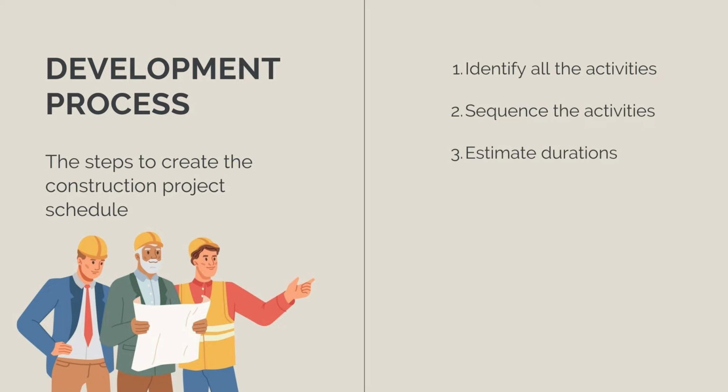Fourth, we're going to combine all this information together into a schedule model. So this is something like a Gantt chart. The fifth is we need to optimize and analyze the schedule. We need to make sure that it meets the project needs, we're not violating any constraints, and we're going to finish on time.